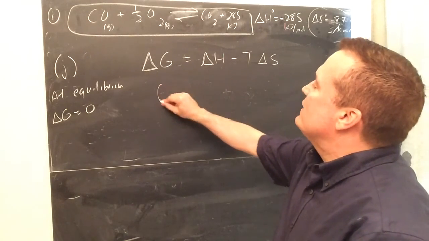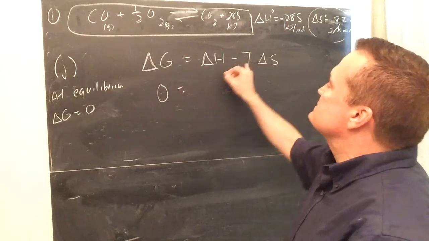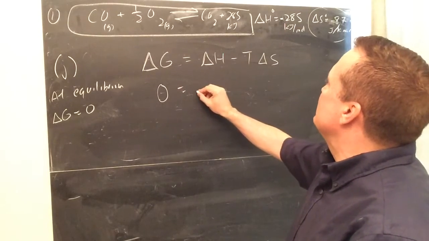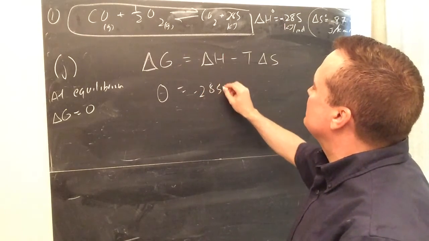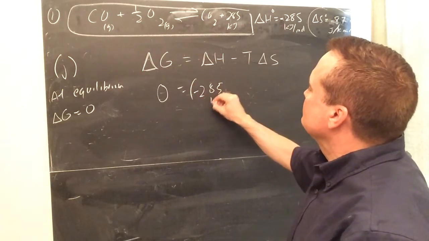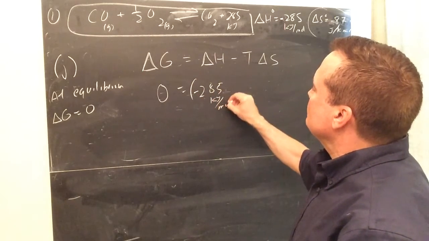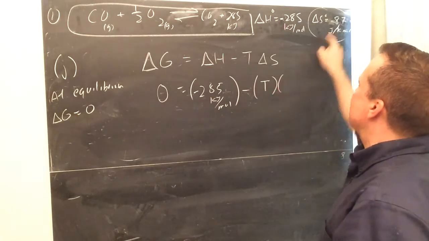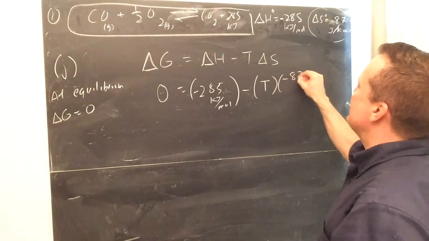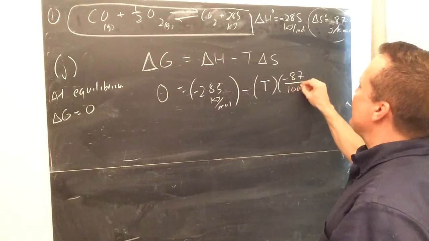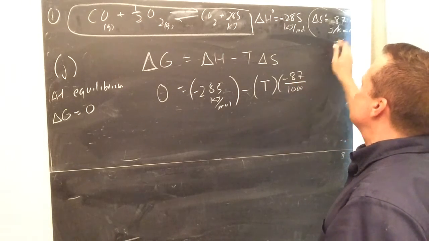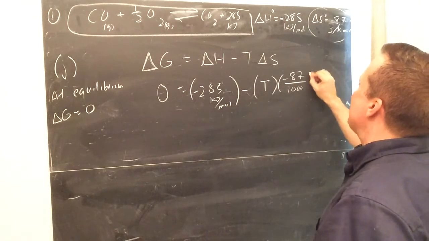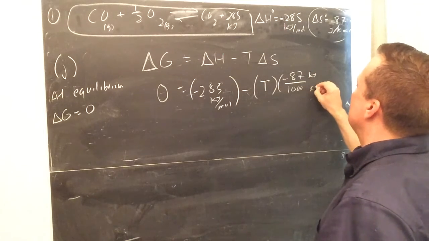So if delta G is 0, then just solve for the temperature. And so you put in negative 285 kilojoule per mole minus, we don't know T, but we know delta S is. Now be very careful. I always say it, 87 over 1,000, because it's in joules per Kelvin, but that way it becomes kilojoules per Kelvin mole.